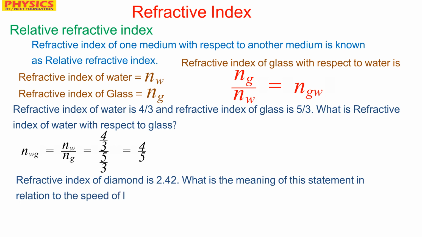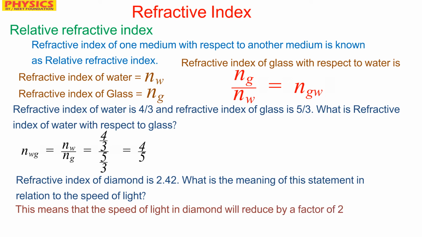Now let us see one more question. The refractive index of diamond is given as 2.42. What is the meaning of this statement in relation to the speed of light? This means that the speed of light in diamond will reduce by a factor of 2.42 as compared to its speed in air, because its refractive index is 2.42, so it is 3 into 10 power 8 by 2.42. So the speed of light is reduced by a factor of 2.42 when compared with the speed of light in air or vacuum. Clear?